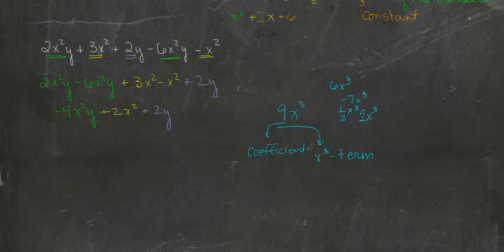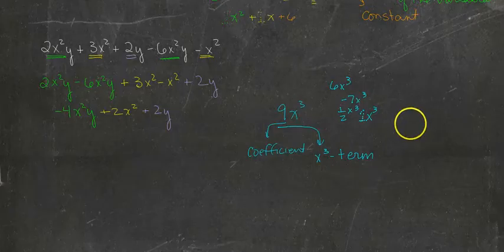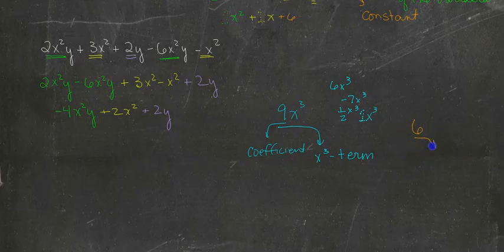So like terms have the same variable configuration. The number in front of the variable configuration is called the coefficient. And if you have a number that doesn't have a variable attached to it, that's called the constant. And we call it the constant term.